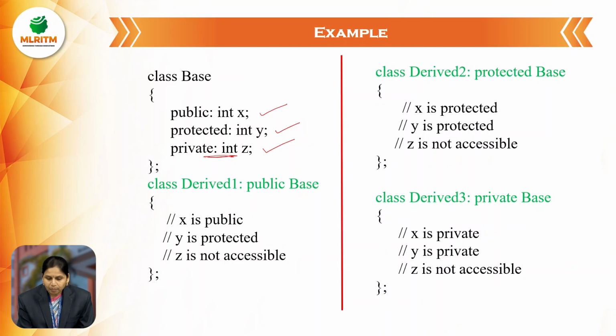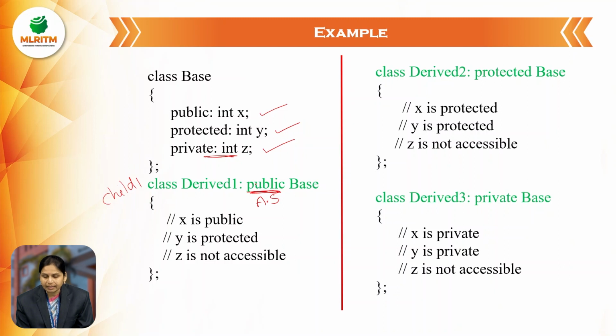Next, by using this base class, I derived three different child classes. This is child class 1, the name is Derived1. Here the base class is derived in public mode. Here the access specifier is public mode.